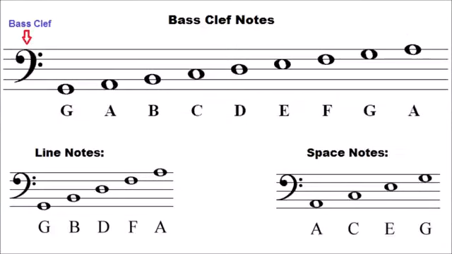If we take all the notes of the lines and spaces of the bass clef and place them on the staff, we will notice that the notes simply move in alphabetical order. After G, you go back to the first letter of the alphabet, which is A, then B, C, D, and so on.